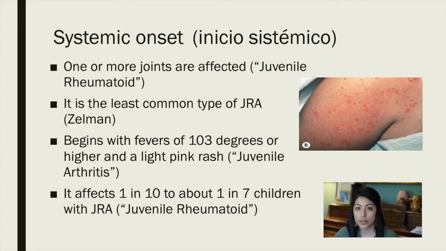There's also joint swelling, and damage may not appear for months or even years once those fevers begin, but a lot of the damage is irreversible once it is discovered. Anemia and elevated white blood cells are also indicators of systemic onset arthritis. And it affects 1 in 10 to about 1 in 7 children with JRA.